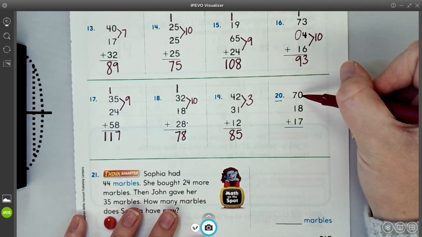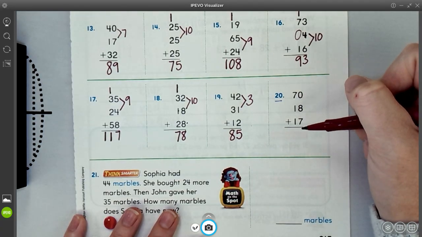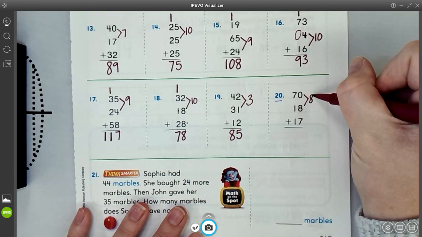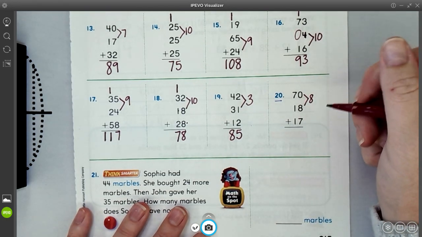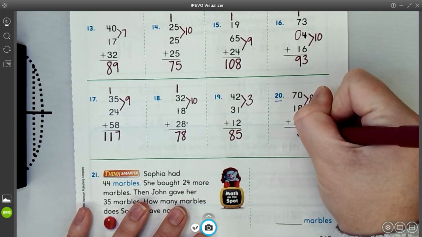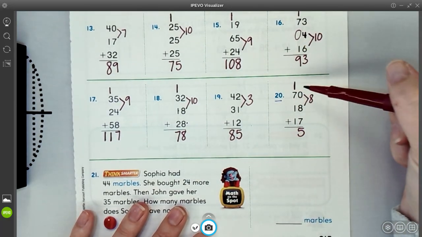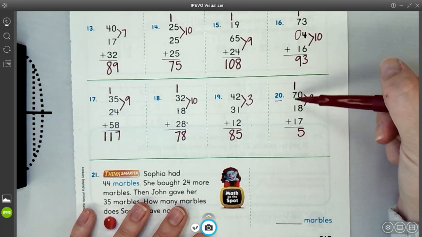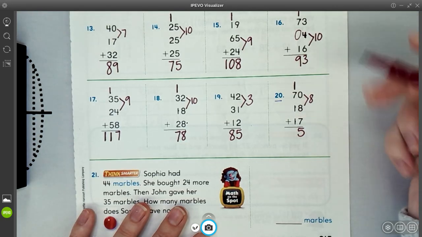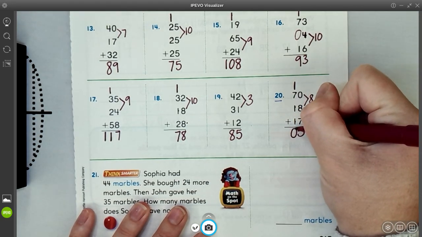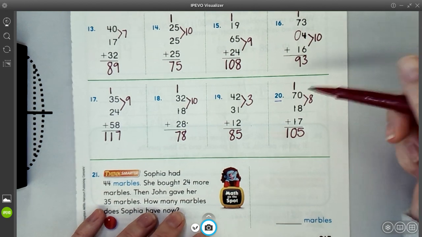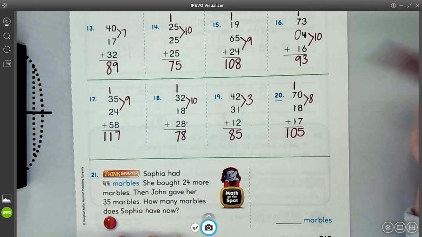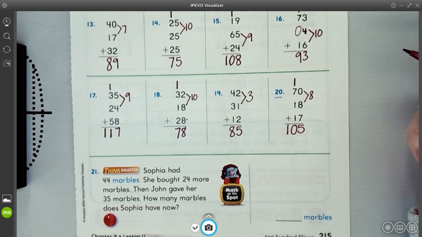And number 20, 70 plus 18 plus 17. Well, 0 plus 8 equals 8. Plus 7 would equal 15, which means I have 5 ones, 1 ten to regroup, and now I can add my tens. 1 plus 7 equals 8, plus 1 equals 9, plus 1 more equals 10. So I have a 0 in my tens place and a 1 in my hundreds place. 70 plus 18 plus 17 equals 105.